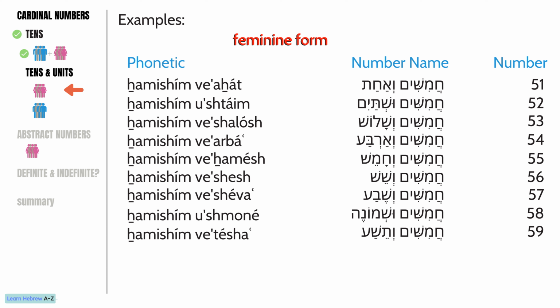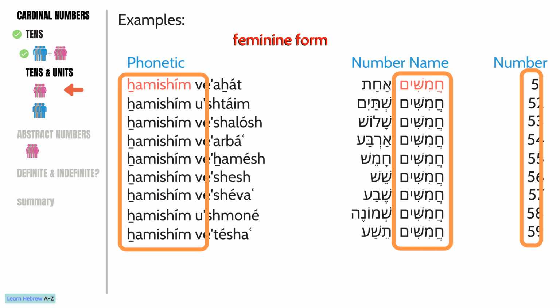Several things to discuss. Notice how the tens number name doesn't change between the numbers. We use 50 in all the numbers on the screen. This is also true for all the tens. There is no need to change the tens when we add the units. The tens also don't change for masculine and feminine nouns. I will show you the masculine version of the numbers shortly.